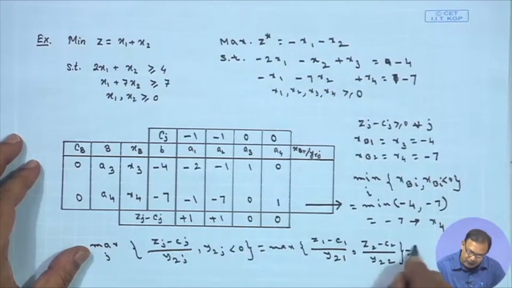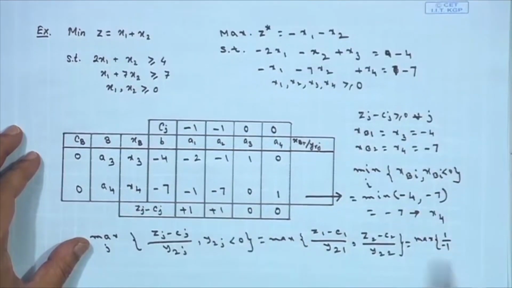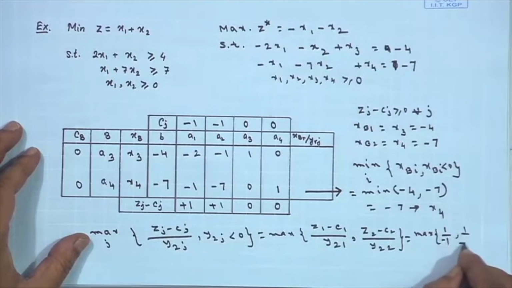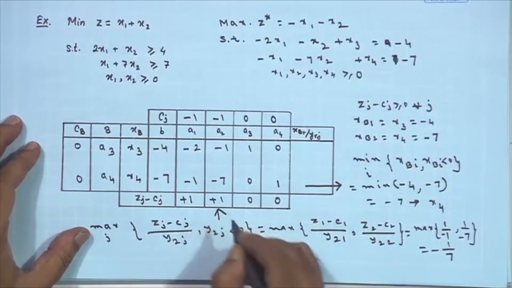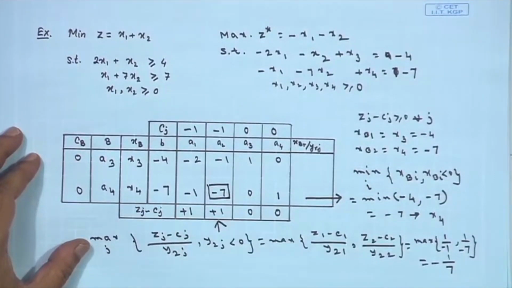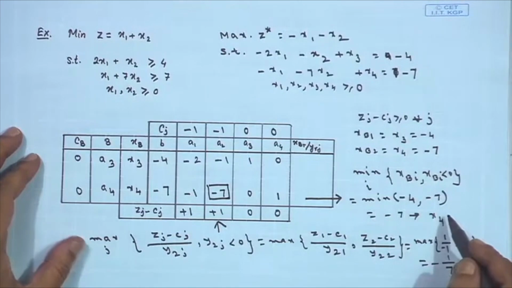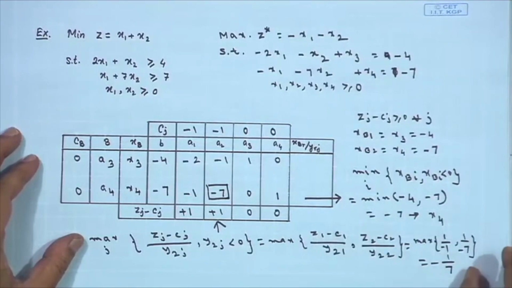So, the values are: the maximum of 1 by minus 1, since your negative is coming here, and 1 by minus 7. So, the minimum is minus 1 by 7, which is occurring for this y 2 2. So, your entering vector will be this one. Your a 2 will be the entering vector in the basis, and this is the pivot element. Like this way you are selecting which one will be the departing vector and which one will be the entering vector. First we are selecting the departing vector.